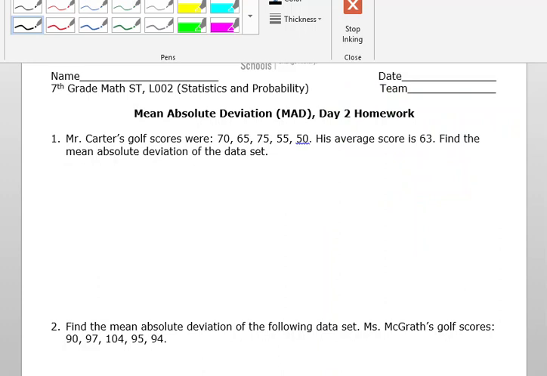All right, let's take a look at our homework. Mr. Carter's golf scores were 70, 65, 75, 55, and 50. His average score is 63. When you see the word average and they don't actually tell you which measure of center it is, you're assuming it's the mean. All right, so he has a mean score of 63. Find the mean absolute deviation of the data set.